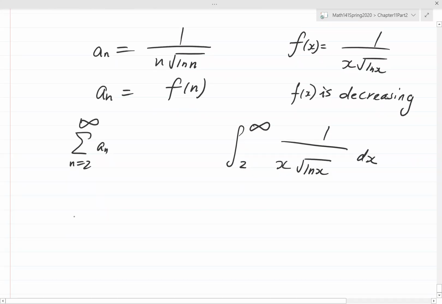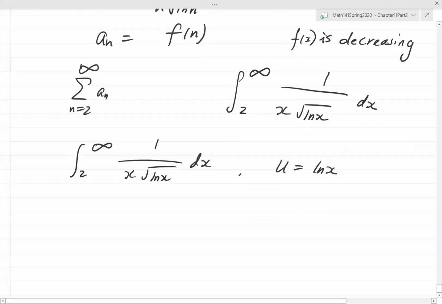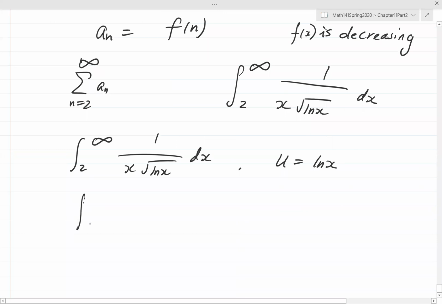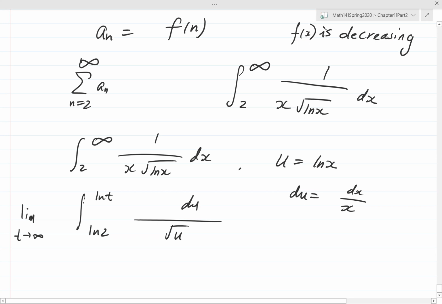We actually talked about this improper integral earlier. We use the substitution rule. Let u be ln x. The lower limit becomes ln 2, and du is dx over x, 1 over x times dx. So it's du over square root of u. The limit as t approaches infinity of the integral from ln 2 to ln t of du over square root of u, whose antiderivative is twice square root of u.